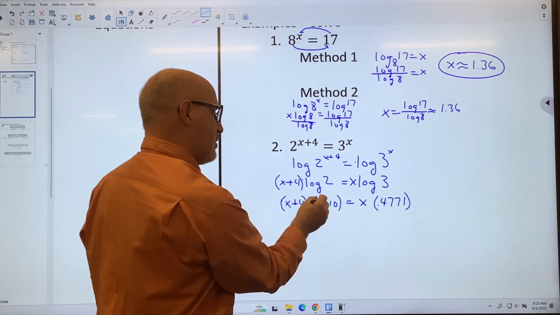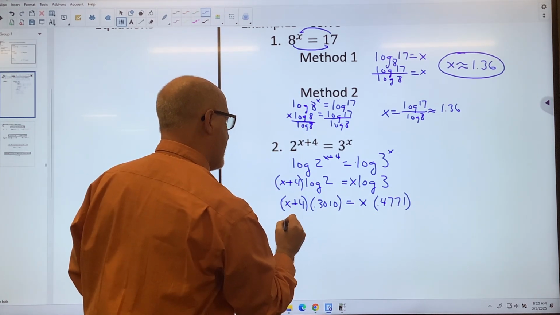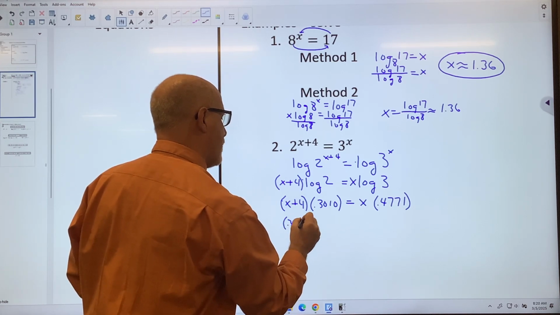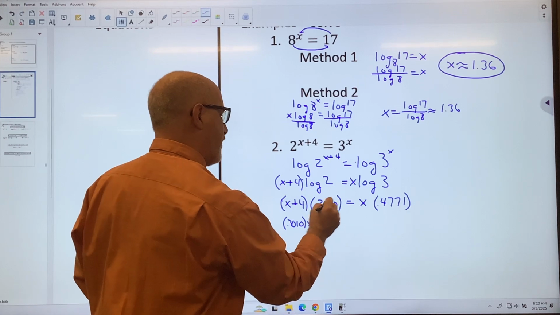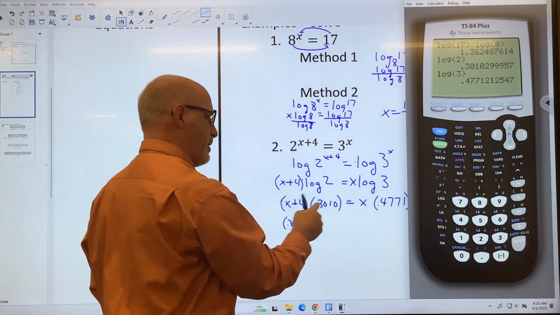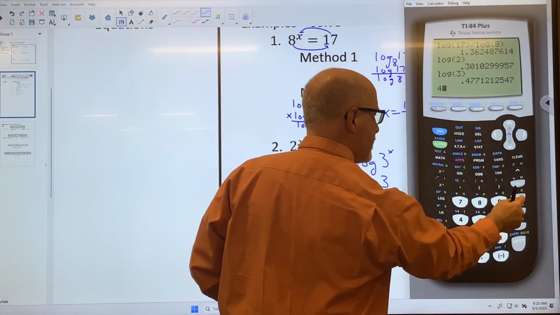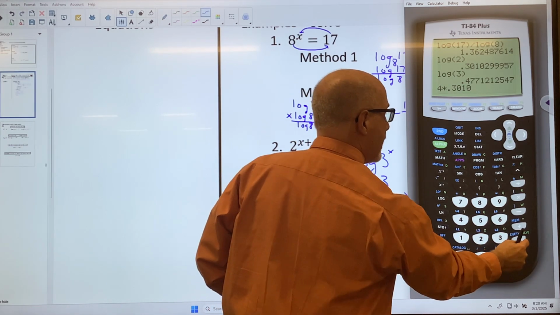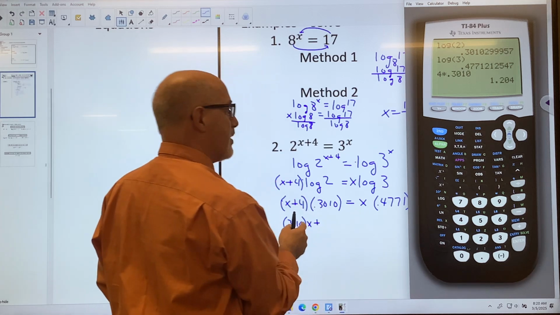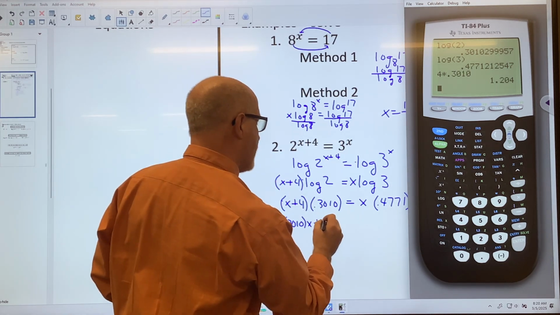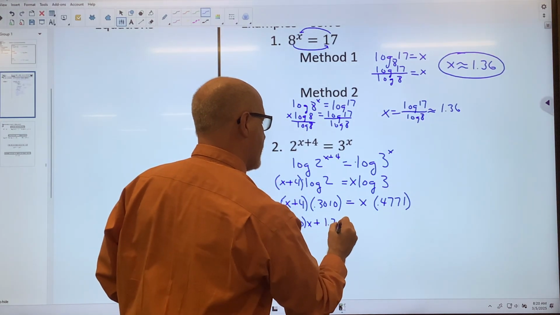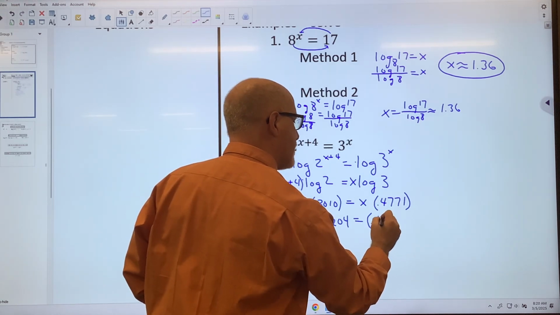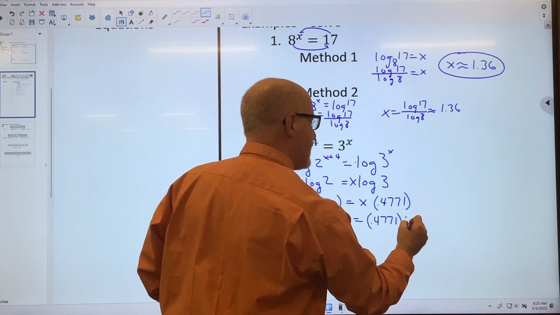Okay, now I'm going to distribute this through. So I'm going to have 0.3010x plus 4 times that. Let's go ahead and distribute that and multiply. So 4 times 0.3010, and when I multiply those together I get 1.204. Now you have to deal with decimals, so this one's going to be 0.4771 times x.